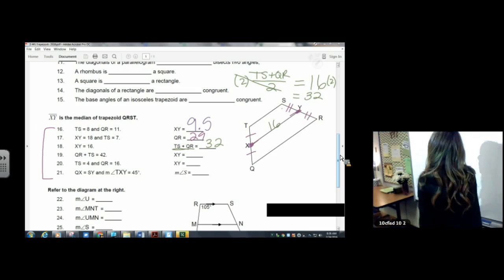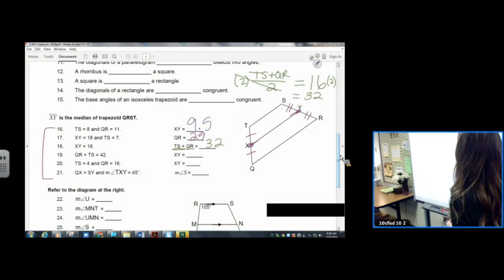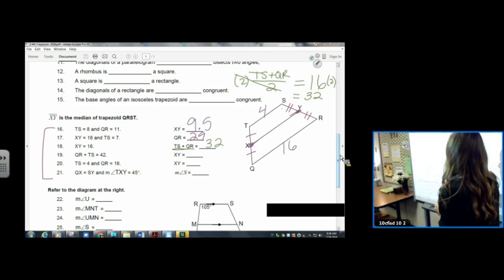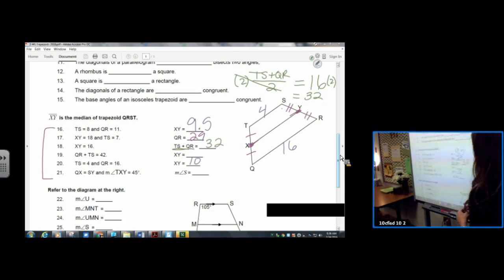Good. All right. Next one, TS is 4, QR is 16. Add those up and divide by 2. I skipped one, sorry about that. And you get 10. Let's go back to the one I skipped.